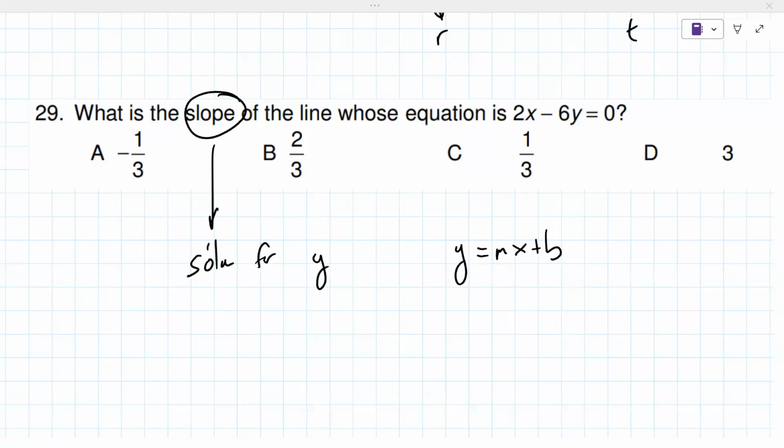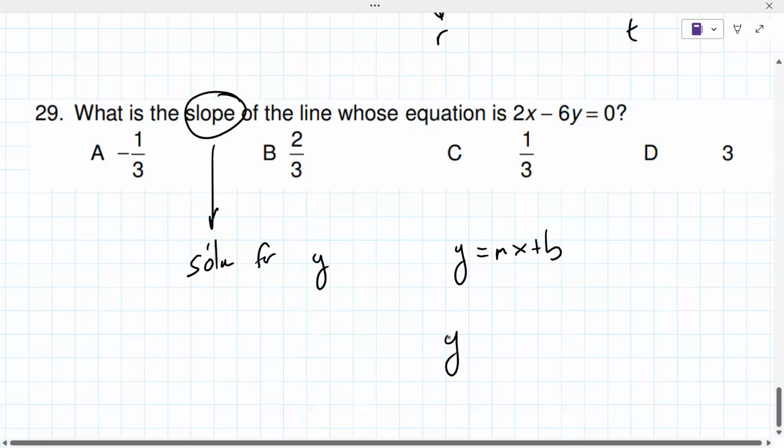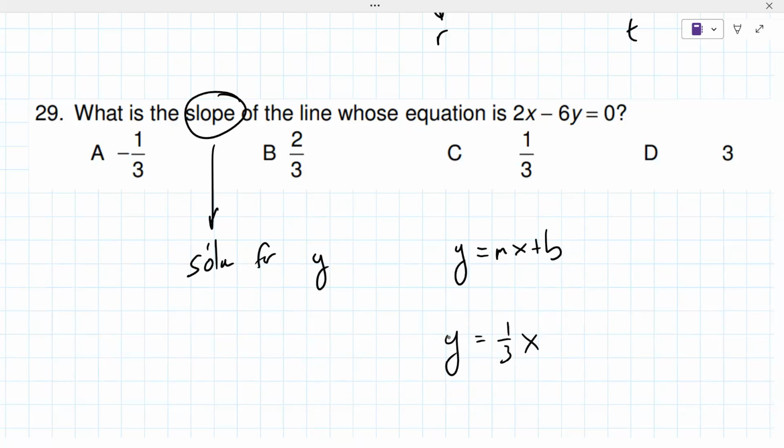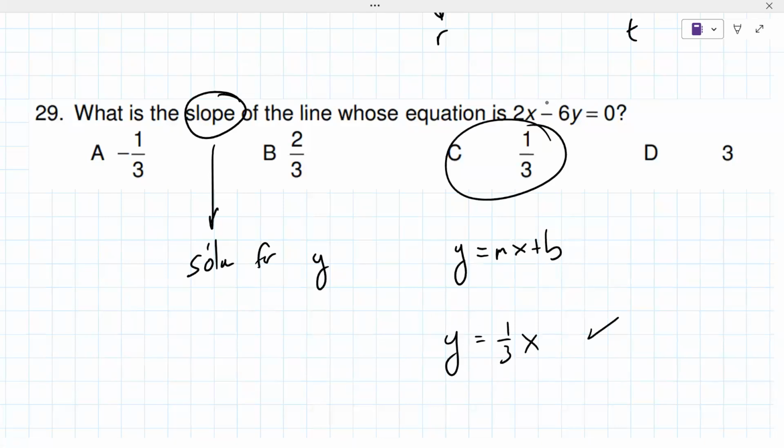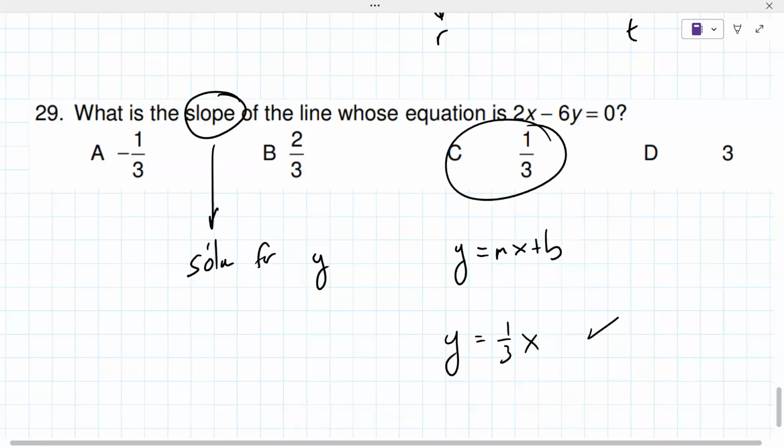I got a C. So what was your slope for y equals 1/3 x? Is that correct? Wait, what did you say? Yeah, I'm not questioning what you did. I'm just asking if that's what you got. Did you get y equals 1/3 x when you solved for y? Oh, yes. Yes, the slope is that. Good. Okay.